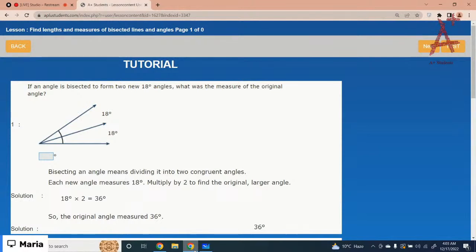Basically, bisection means when you divide an angle into two equal congruent angles. Got it? Bisecting an angle means dividing it into two congruent angles. Congruent angle means they are exactly equal. So each new angle measures 18 degrees. That means you have to calculate two angles that are 18, so you have to do 2 times 18. So the original angle measures 36 degrees. Got it?